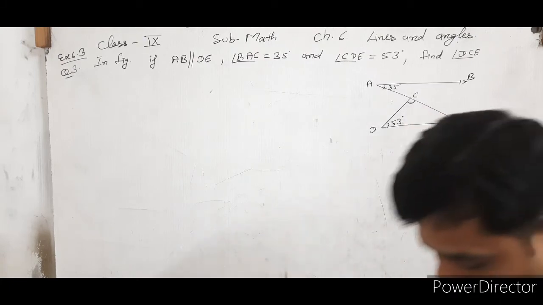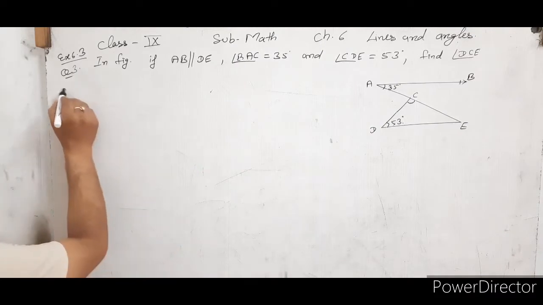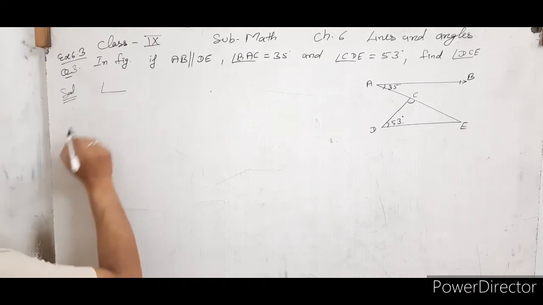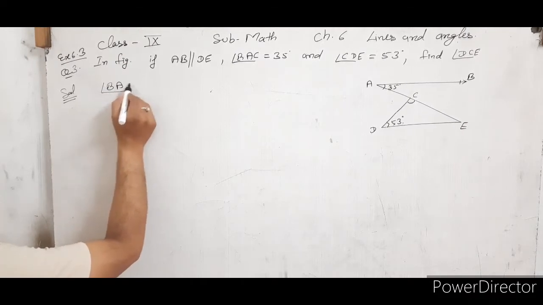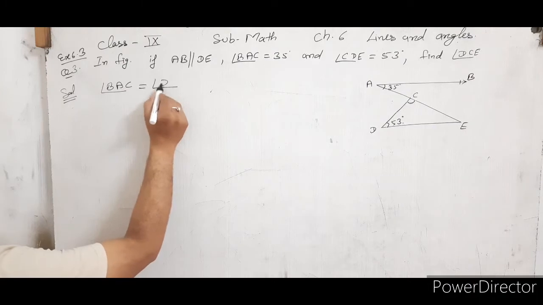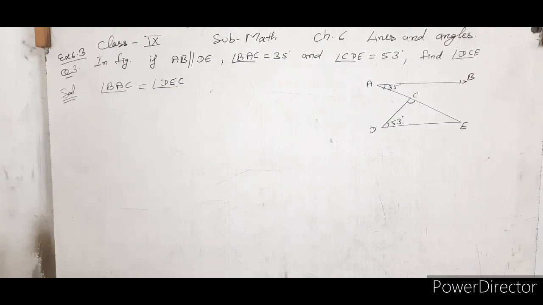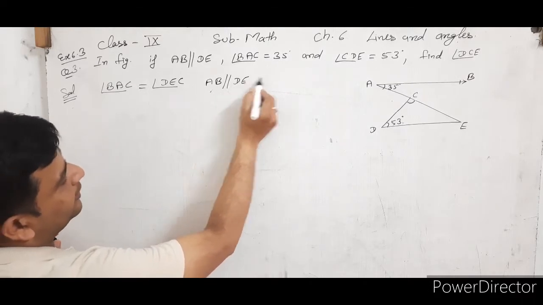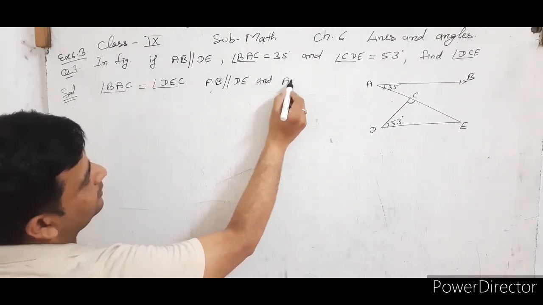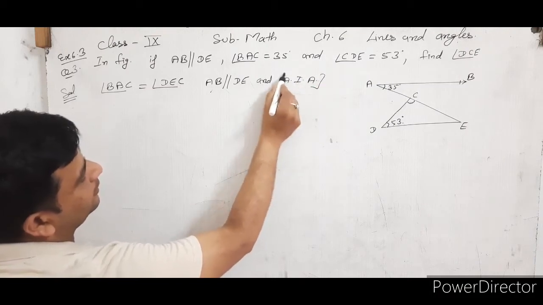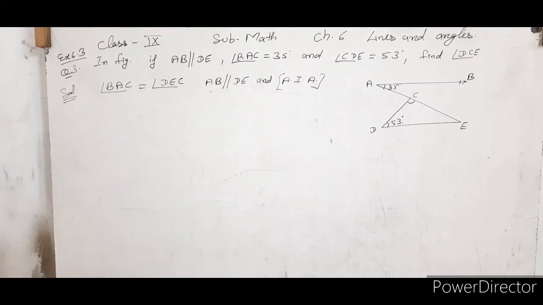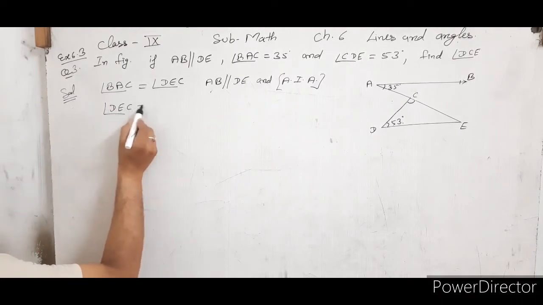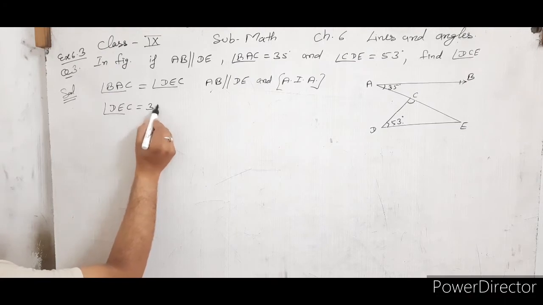Solution. As we know that angle BAC is equal to angle DEC because AB is parallel to DE and these are the alternate interior angles. That means angle DEC is equal to 35.